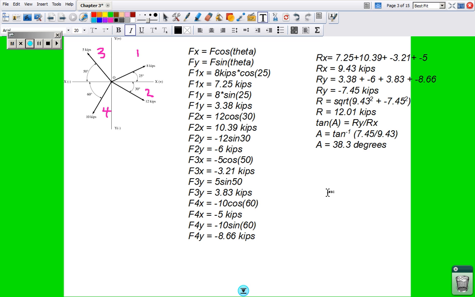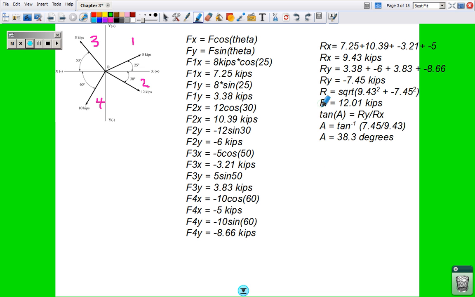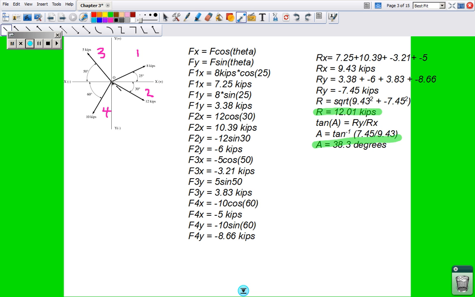Okay, so now I have completely answered. I have the magnitude, I have the angle, and that works out to be something that looks like this. Okay, and it's in the positive x quadrant. We had positive x, and it's in the negative y quadrant. We had negative y. Okay, so there you go. That is finding a resultant from multiple angles.